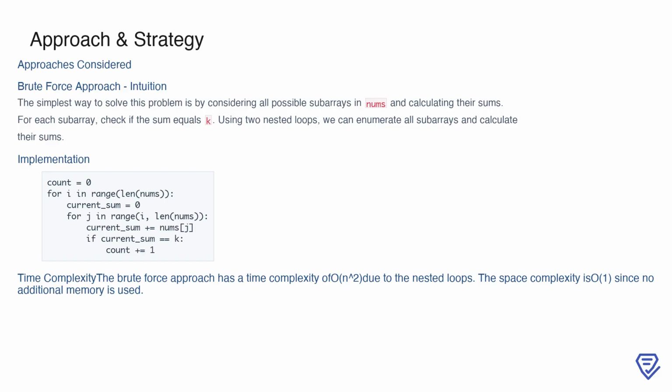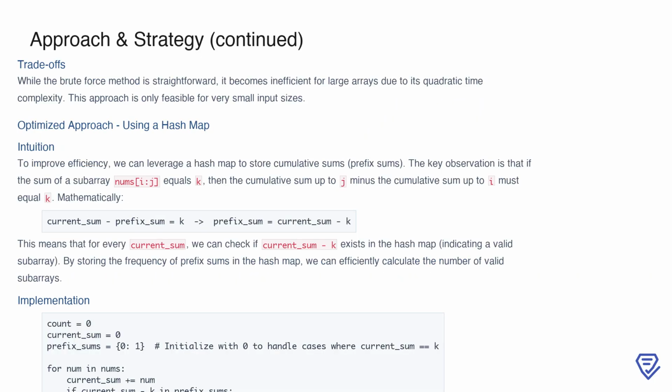While this method is easy to understand and implement, it has a major drawback: the time complexity. Since we use nested loops to iterate through all possible subarrays, the approach has a time complexity of O(n squared). On the bright side, the space complexity is minimal, just O(1), as we don't use additional memory structures. However, this inefficiency in runtime makes it impractical for large input sizes. The brute force method, while intuitive, has significant limitations due to its quadratic time complexity. For larger arrays, this approach quickly becomes too slow.